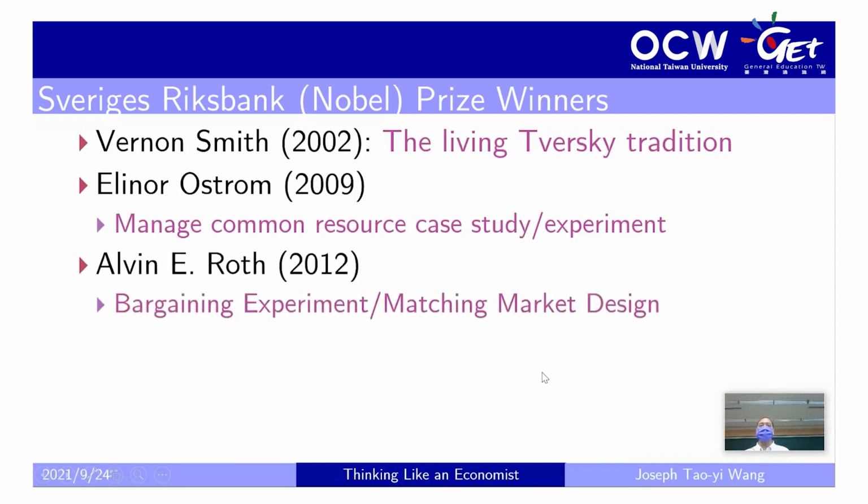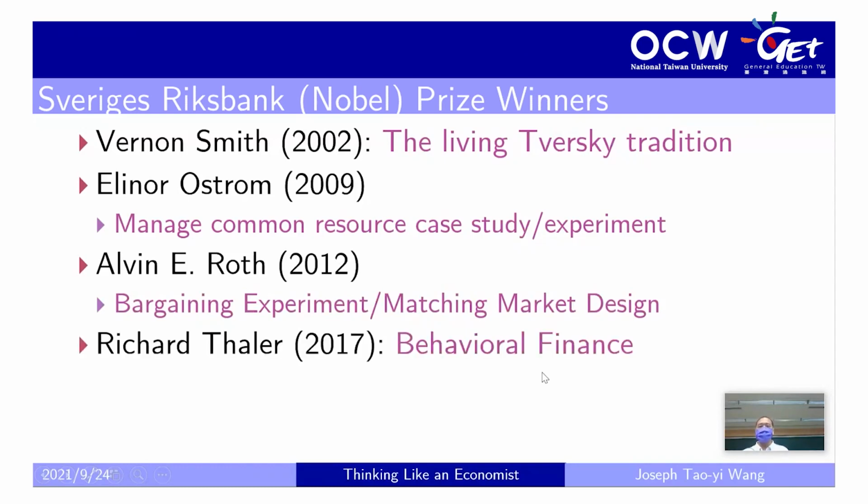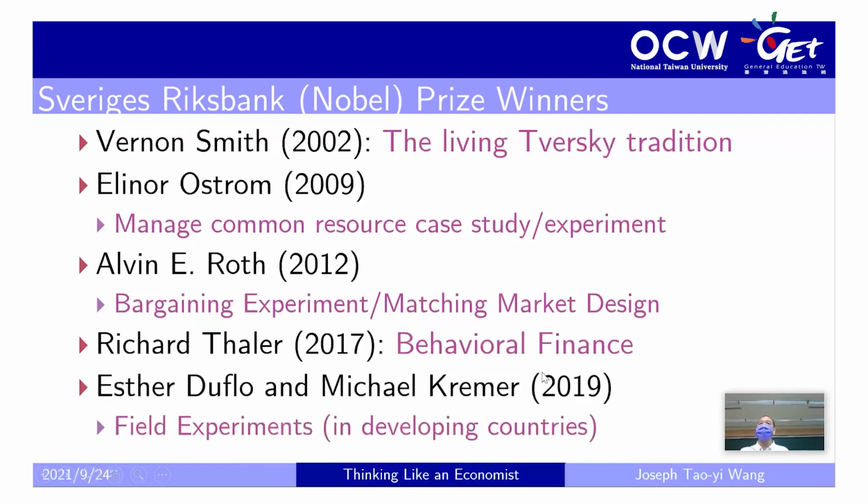Al Roth started out doing bargaining experiments, but then he did a lot of market design, especially matching markets in the field. He even does kidney exchange. We'll see that when we get to that. And more recently, Dick Thaler, in 2017, won the prize for behavioral finance. And Esther Duflo and Michael Kremer won in 2019 for running field experiments. This is done in developing countries. So if you look at the past 20 years, 1, 2, 3, 4, 5 of the prizes were given to experimental related work. That's how much experimental economics is booming.